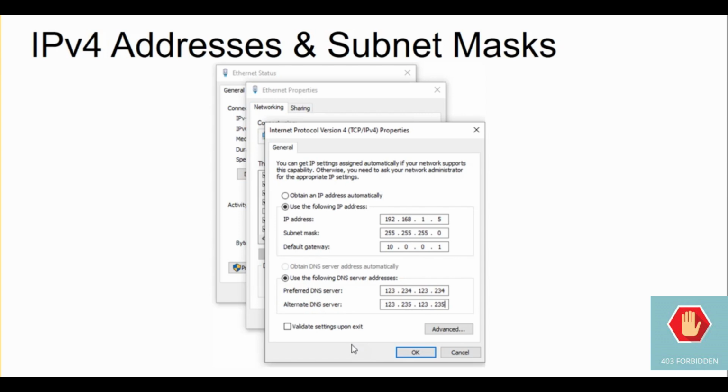under Computer Networking. However, if the first box, Obtain an IP address automatically, is checked, all of your configurations are automatically assigned by the network, specifically by a device serving as a DHCP server. DHCP is the Dynamic Host Configuration Protocol, one of the TCP/IP protocols responsible for managing IP addresses.